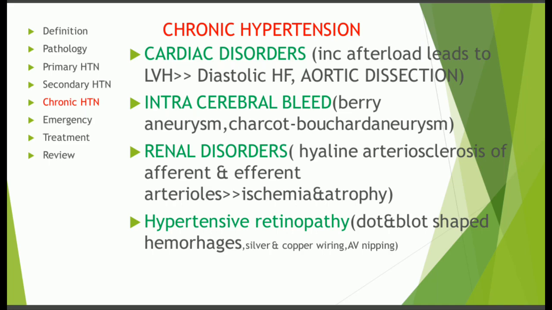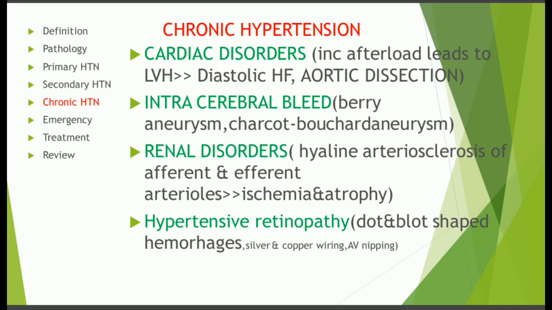Chronic hypertension. Chronic hypertension leads to certain disorders, such as cardiac disorders, which result in increased afterload, leading to increased left ventricular hypertrophy, resulting in increased heart stiffness and decreased diastolic relaxation, leading to diastolic heart failure. Risk of coronary artery disease also increases in hypertensive disorders. Similarly, aortic dissection also results, which is characterized by a sharp tearing pain, which may also radiate towards the left arm.